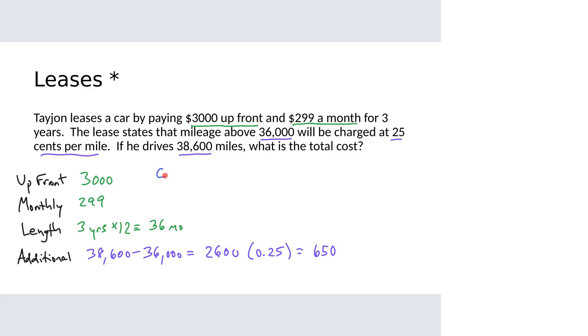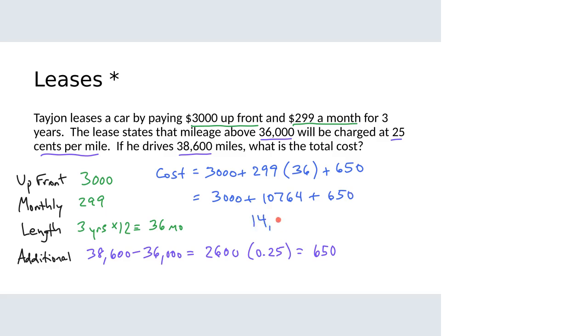Now we'll put all this together. The total cost will be the $3,000 up front plus $299 a month for 36 months plus the $650 in additional charges. Order of operations tells us we need to multiply $299 times 36. That gives us $10,764. And now we add them all together, plus 650 plus 3,000. And we end up with a total cost of this lease as $14,414 for the use of that car for 3 years.